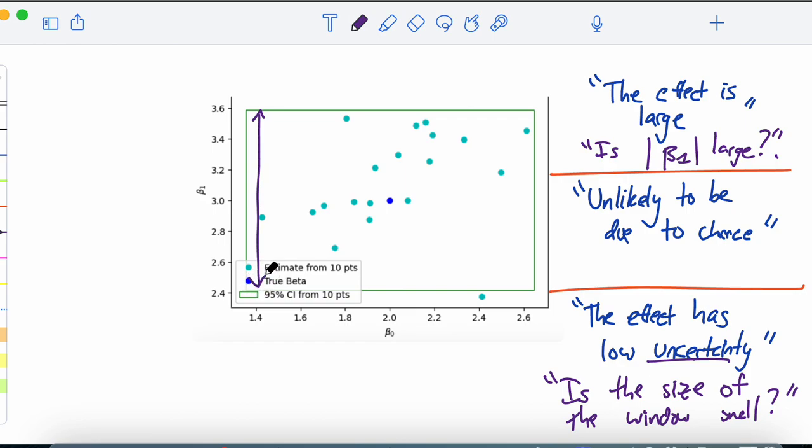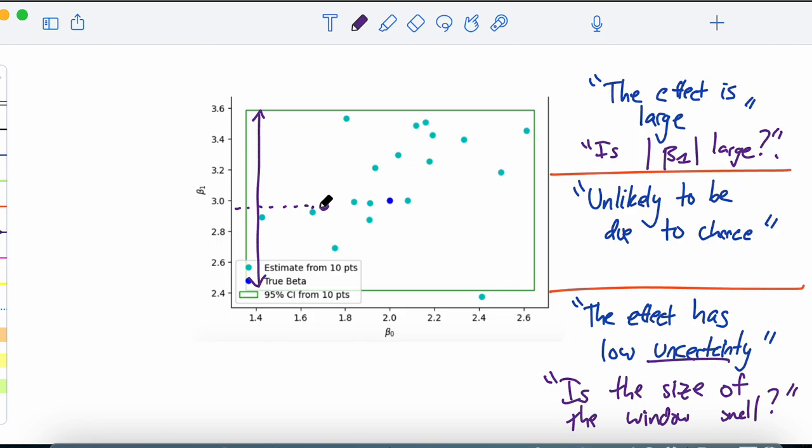So the effect size is what is the actual point? Let's pick one point and pretend we're at this point. So again, these dots represent all different samples. But in real life, you only have one sample. Let's pretend this is our sample. So one of them is the size of beta 1, which in this case is 3. And the other one is the size of the window.